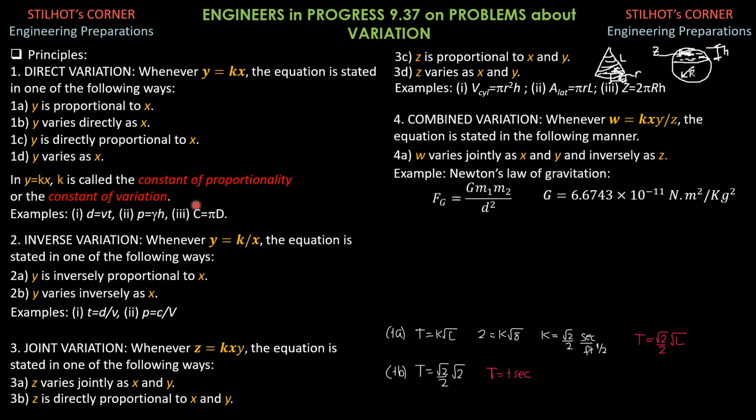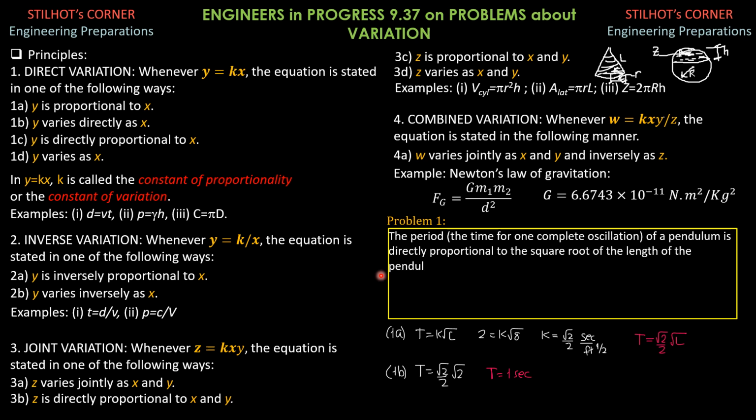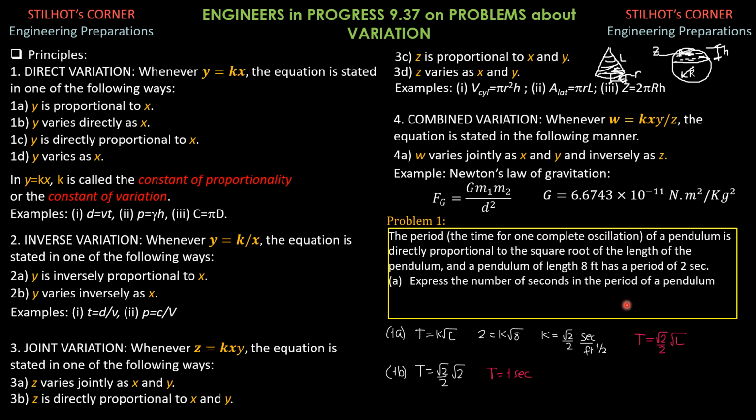So that's it for these variations. Then let's have examples. The period, which is the time for one complete oscillation of a pendulum, is directly proportional to the square root of the length of the pendulum. And a pendulum of length 8 feet has a period of 2 seconds. Express the number of seconds in the period of a pendulum as a function of the number of feet in its length. Then find the period of a pendulum of length 2 feet.